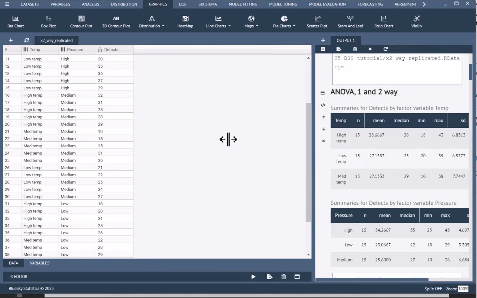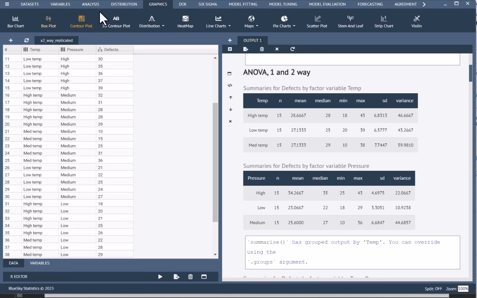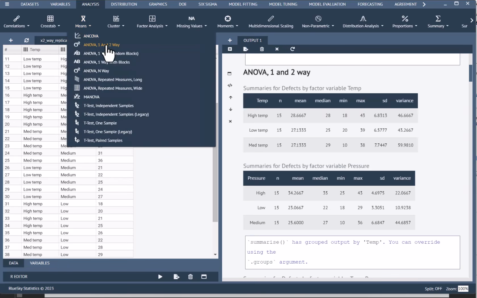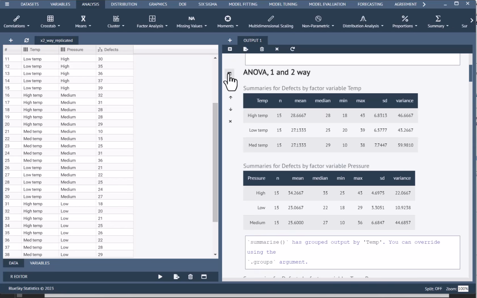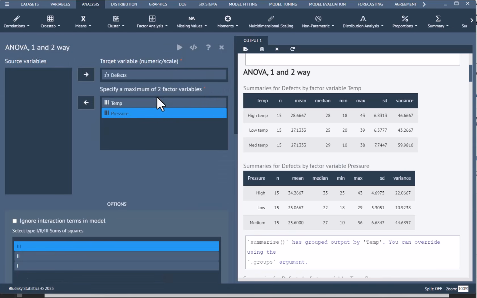To do that, in BlueSky, you go to Analysis, Means, ANOVA 1 and 2 way, and you fill in the dialog box. We've already done that, and here's what we put in the dialog for the ANOVA. First, we want to analyze defects, so we copied that variable to the target variable. And next, we want to analyze two factors, so we copied those into that box.